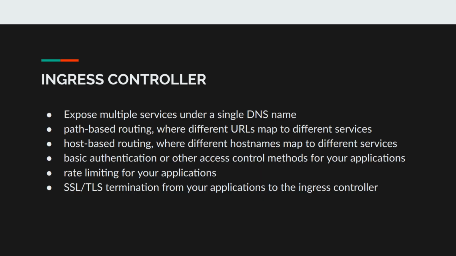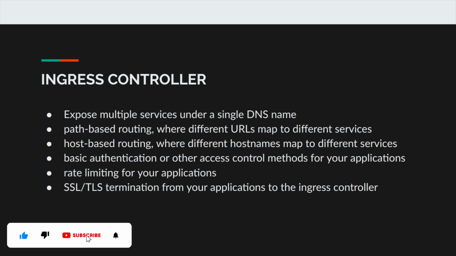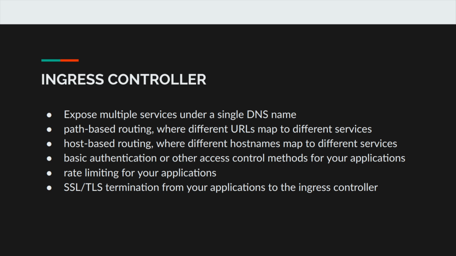So ingress controllers are used to expose multiple services from within your Kubernetes cluster to the outside world using a single endpoint, for example a DNS name or IP address. Specifically, ingress controllers are used to expose multiple services under a single DNS name, implement path-based routing where different URLs map to different services, implement host-based routing where different host names map to different services, implement basic authentication or other access control methods for your applications, implement rate limiting for your applications, and SSL and TLS termination for your applications to the ingress controller.